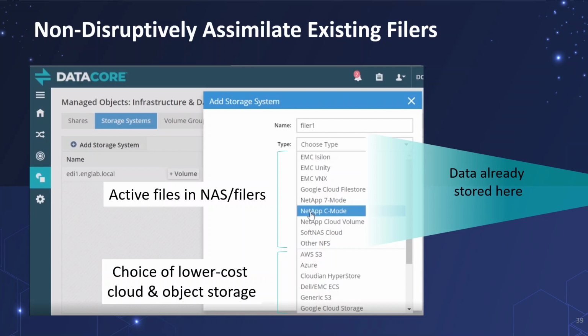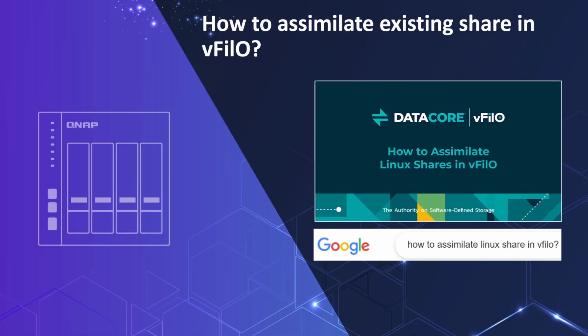For example, you have your QNAP in your data center or your home, and you can select, like here, other NAS, and then give it some information. We have some settings to read the metadata, and then this data can be read through vFilO by giving it a new share. There are a few steps and processes to achieve that.